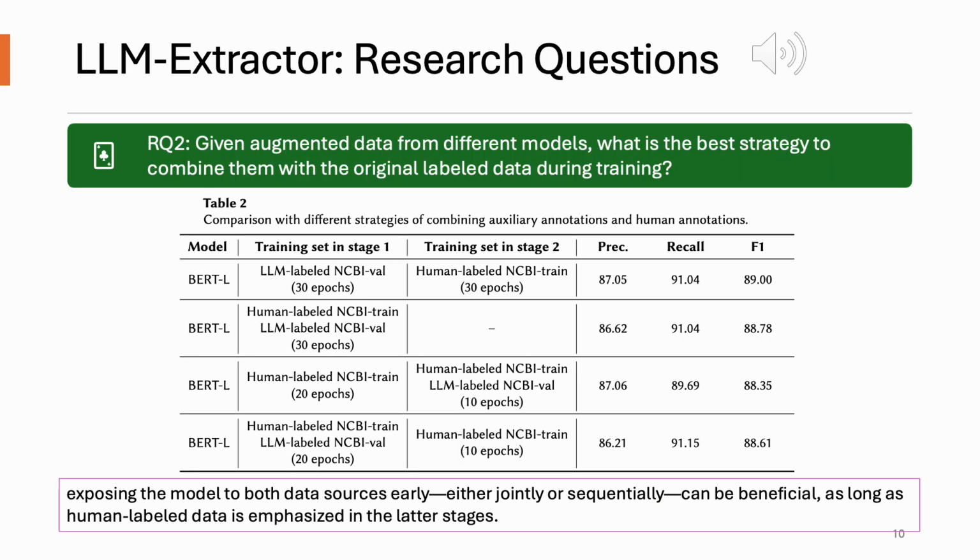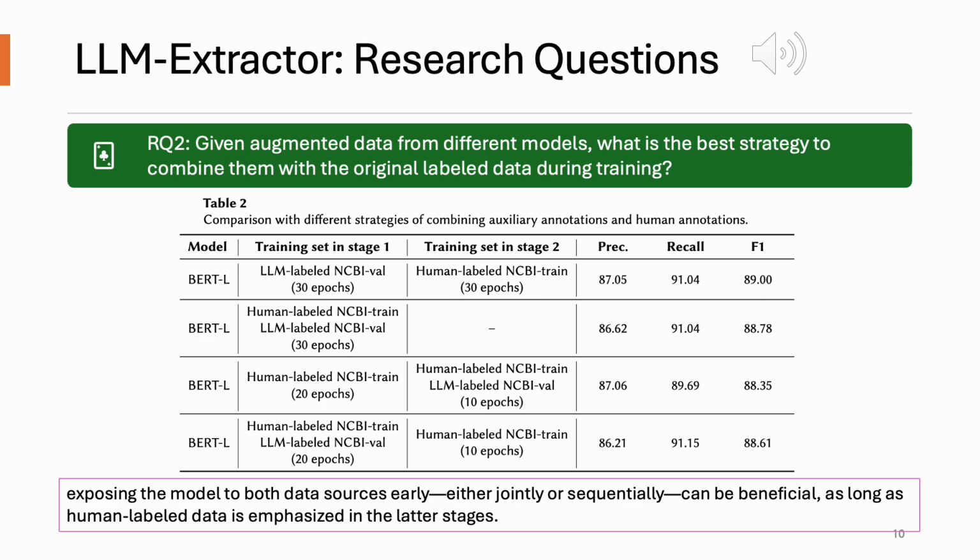For the second research question: given augmented data from different models, what is the best strategy to combine them with the original labeled data during training? To explore this, we evaluate multiple two-stage training strategies that integrate auxiliary annotations generated by the LLM into the BERT model. All strategies demonstrate performance improvement over the baseline.